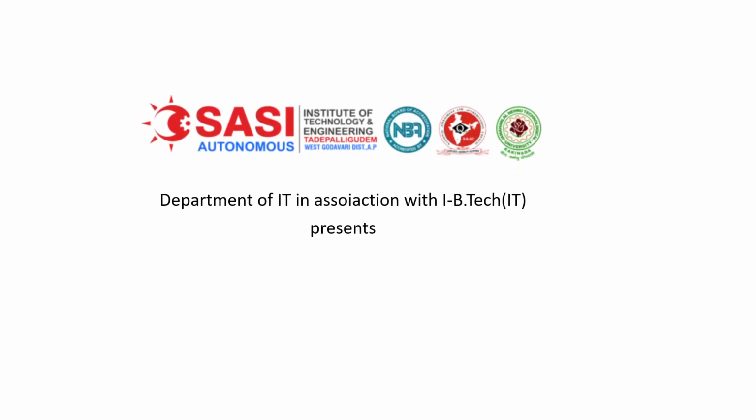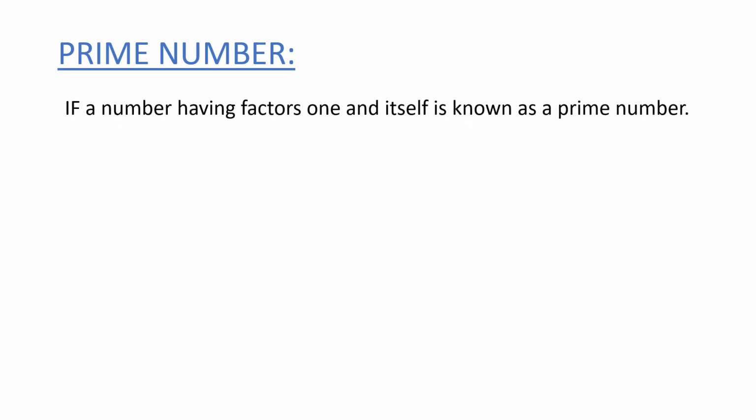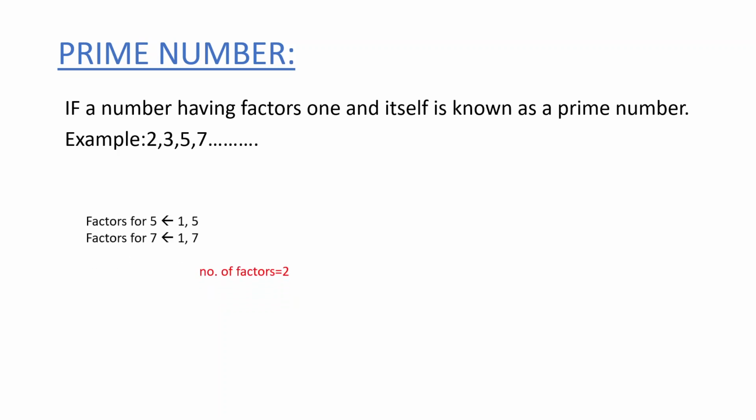Today we are going to discuss the algorithm, flowchart and program of a prime number. Before going to the algorithm, let us discuss what a prime number is. A number having only the factors 1 and itself is known as a prime number, for example 2, 3, 5, 7, 11, 13 and so on. Now let us see some more examples.